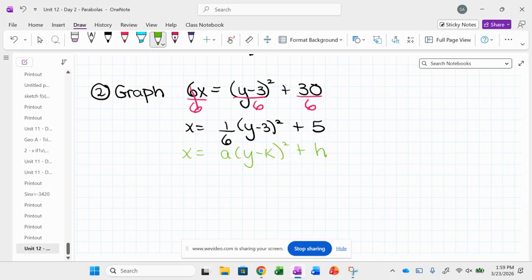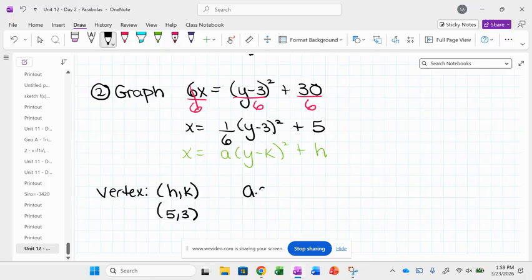Guys, can you stop, please? So now what are we doing? We're going to find our vertex. Our vertex is still h comma k. And so that's going to be 5 comma 3.